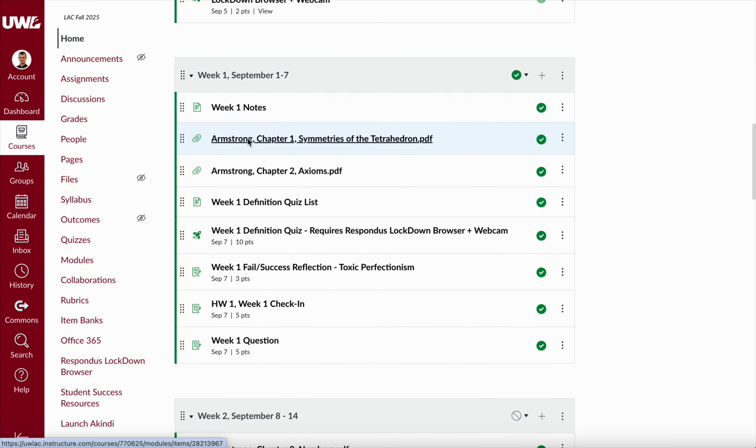So week 1, here you can see the notes. These are the notes that you'll need access to for class. Here's the chapters from the textbook. You can also download the textbook if you're on campus, because we should all have access to it. Anyway, here's the definition list. These are the list of the definitions.